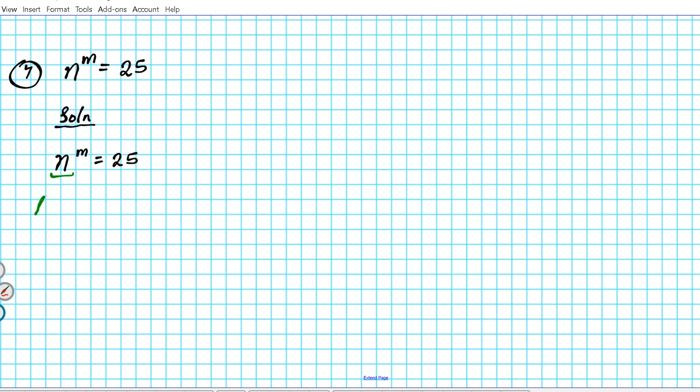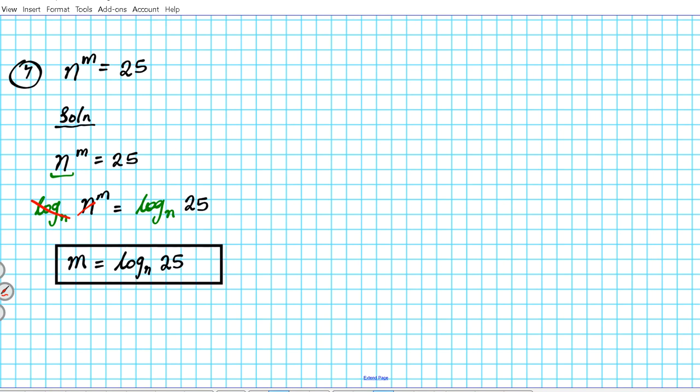So we're going to take log base n of both sides of the equation. So log base n of n raised to the m power is equal to log base n of the right side of the equation, which is 25. So on the left side, you see a cancellation action happening. Log base n and this n are gone. So we have m is equal to log base n of 25. Alrighty, so that's the answer to question number 7.